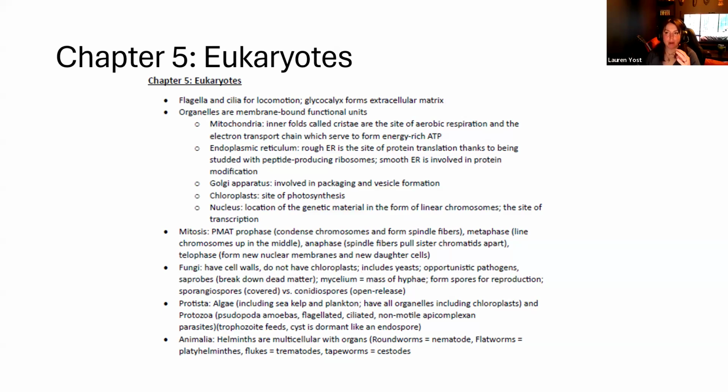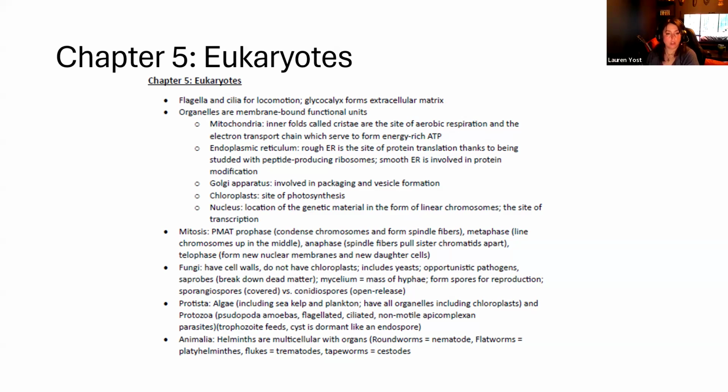Organelle is anything that is membrane bound. That includes the nucleus. So these are eukaryotes, true nucleus. So the nucleus is membrane bound, and there's other things that can be membrane bound. So mitochondria create the energy, endoplasmic reticulum is basically protein production and other molecules in the smooth portion. The Golgi apparatus is involved in packaging and vesicle formation. Chloroplasts are for photosynthesis. And then the nucleus is the genetic material, and it's where transcription is going to happen.